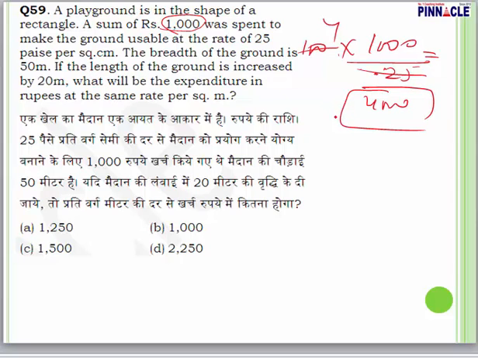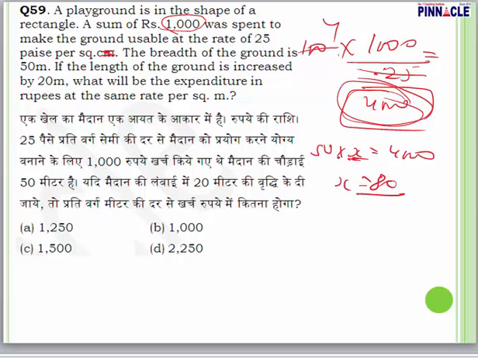4000 square, this is in fact meter, not centimeter, because otherwise there would have been no question. So 4000 is the square meter, and the breadth of the ground is 50 meter. Then the length would be 50 into x equals 4000, or you can say x is equal to 80. 80 is the length, 50 is the breadth, then it would be 4000 square meter.